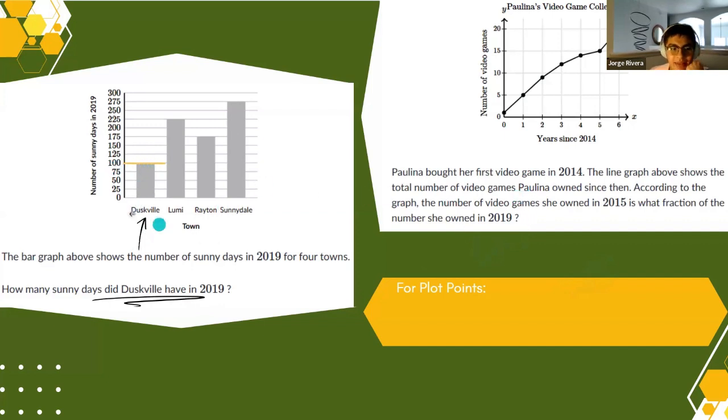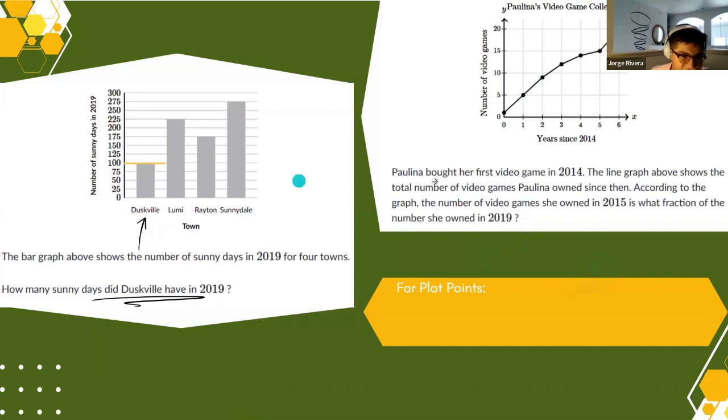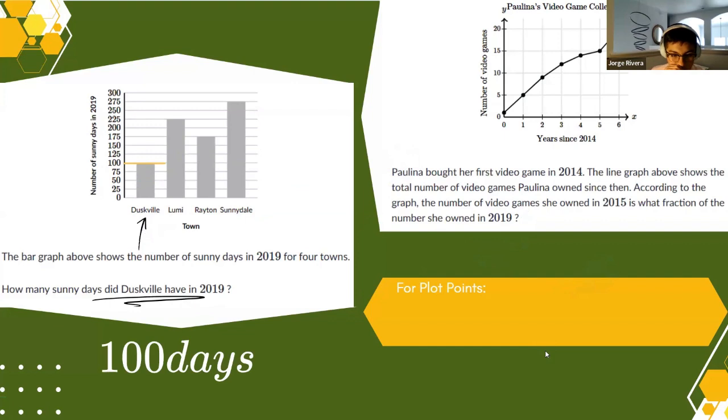So we just have to look at the x-axis, which gives us what town it's talking about, and then we just take a look at the y-axis to see what value corresponds with it. So the value that corresponds with it is 100 days. All right, that's pretty easy. That's very easy.